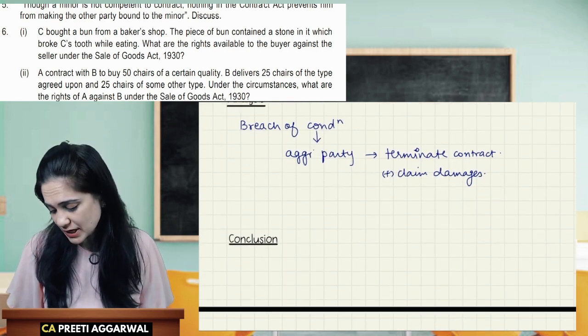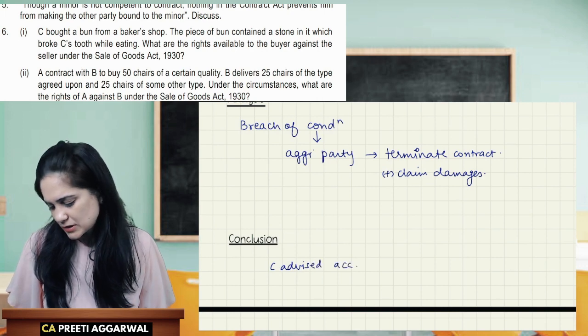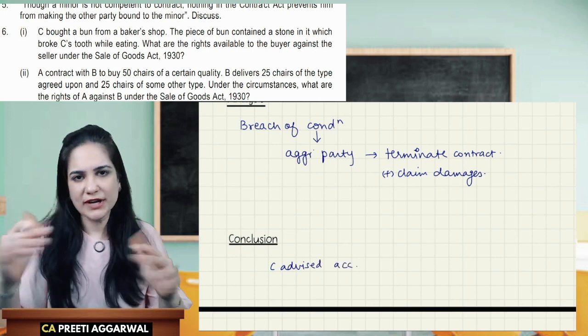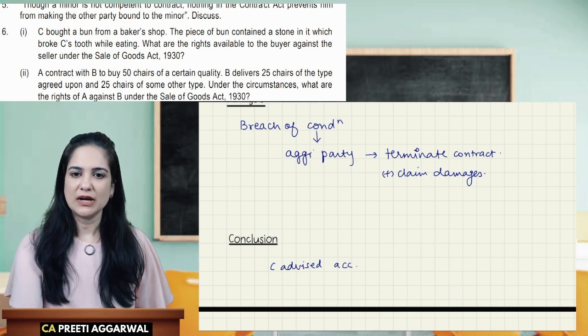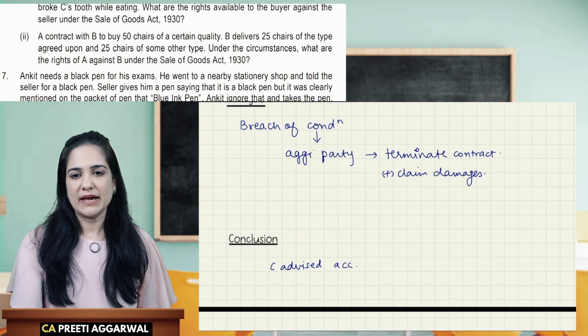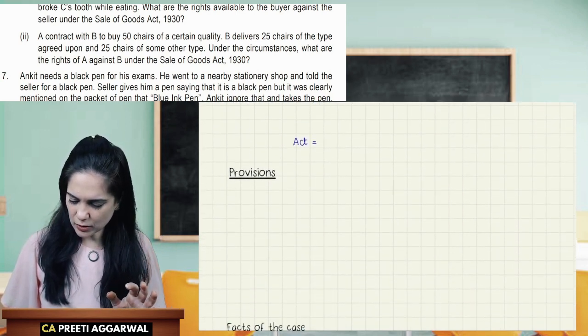Or you can also say that C should be advised accordingly. It means that we have already given the solution and he should be advised accordingly. Okay, so this is the solution. Let us proceed. A contracts with B to buy 50 chairs of certain quantity and certain quality.